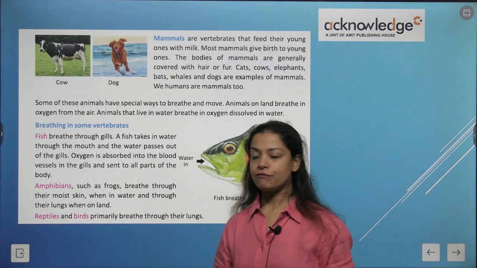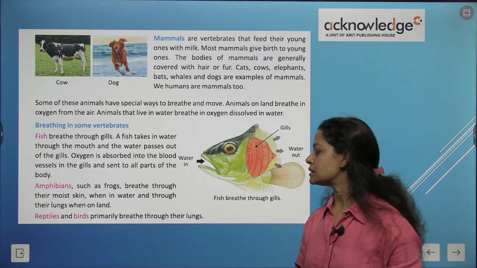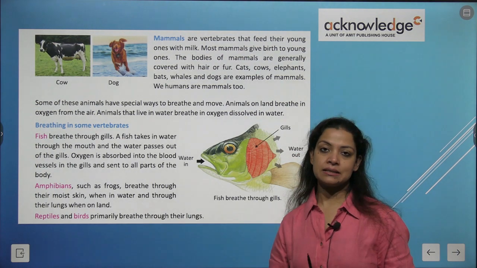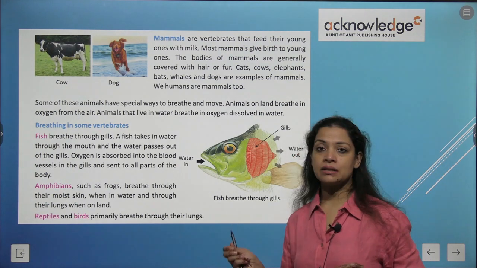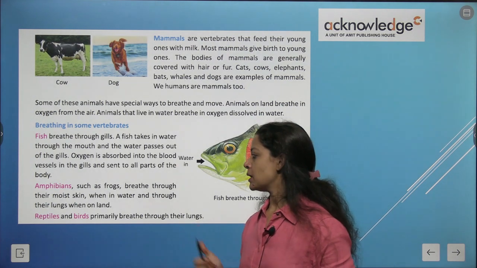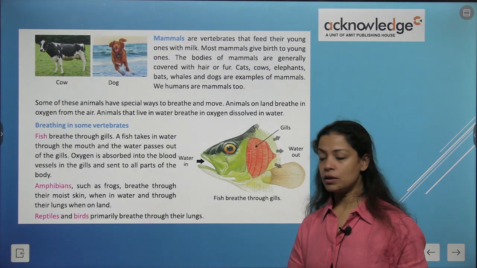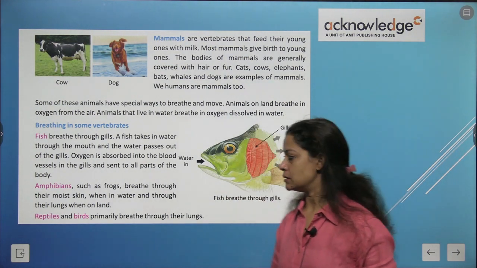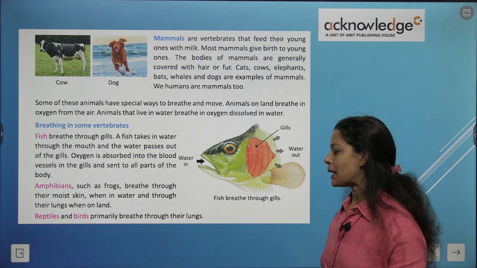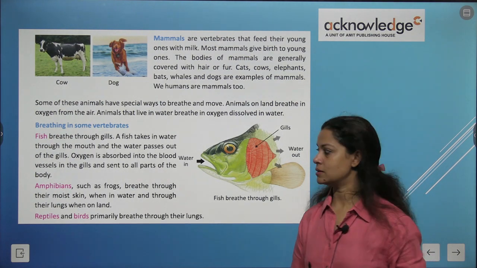Now coming to amphibians such as frogs, they breathe through their moist skin. As we said, an amphibian's skin is very moist, so they breathe through their skin. When they are on land, they breathe using lungs. Reptiles and birds primarily breathe through their lungs. Correct?